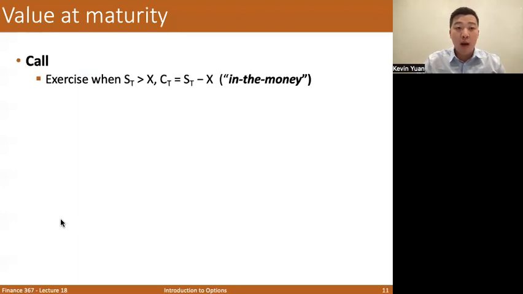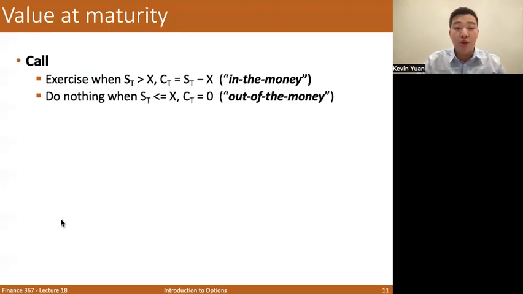So again, what we're talking about, in more mathematical notation, is that you're going to exercise the call option when it makes sense to do so. And when is it going to make sense? When the stock price is bigger than what you can pay for it, the strike price. In which case you're in the money and your payoff is going to be ST minus X, because we didn't consider the premium or the call price you pay. And if the stock price is less than the strike price, you're simply going to do nothing and let the option expire because you can get a better deal by buying it on the marketplace, in which case you're out of the money.